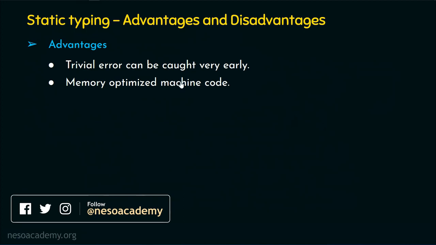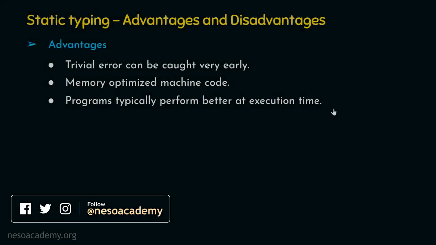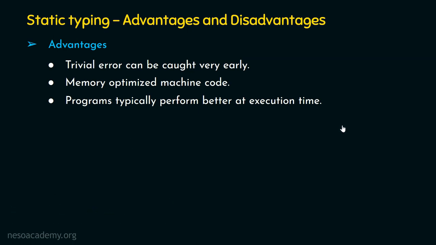These two points together give us the third advantage, which is programs typically perform better at execution time. Since we catch trivial errors early and also produce a memory-optimized machine code, the program eventually will be a better program compared to other programs which don't have these advantages. So, now that we have looked at the advantages, let's go and have a look at the disadvantages.